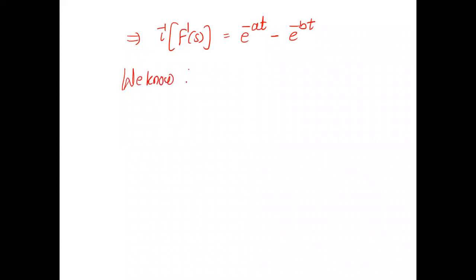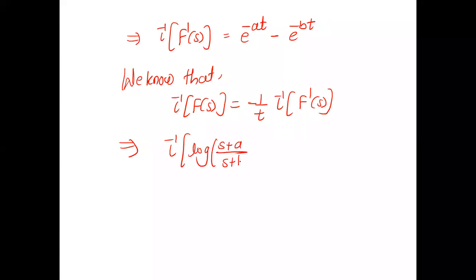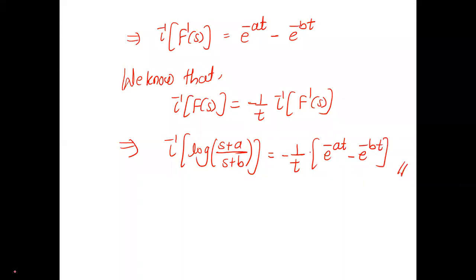So we have Laplace inverse of f dash s, and now we'll write what we know. Laplace inverse of f of s is minus 1/t into Laplace inverse of f dash of s. So put all the values there. Laplace inverse of log of (s plus a) upon (s plus b), that was our f of s, is minus 1/t into Laplace inverse of f dash s. We have the answer for that: e raised to minus at minus e raised to minus bt. Done. Finished. If you want to multiply the minus inside, it becomes e raised to minus bt minus e raised to minus at, upon t.